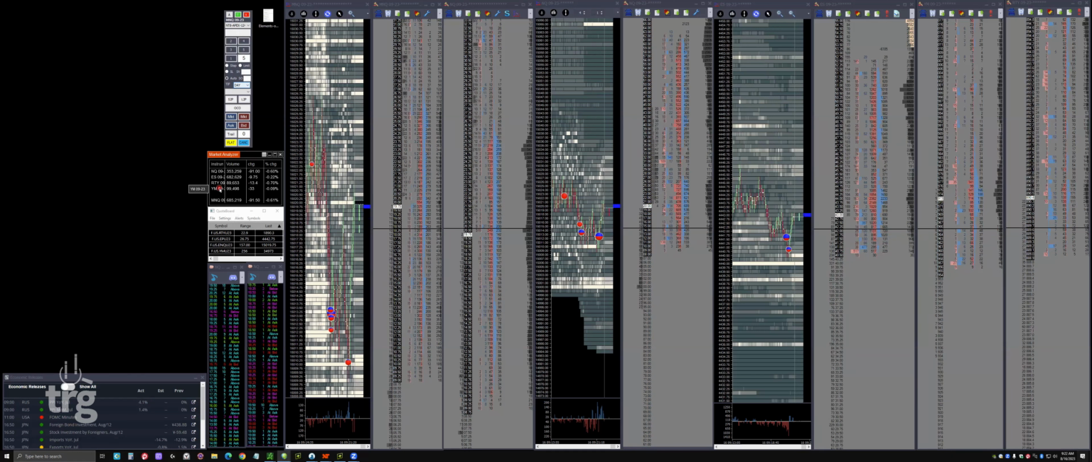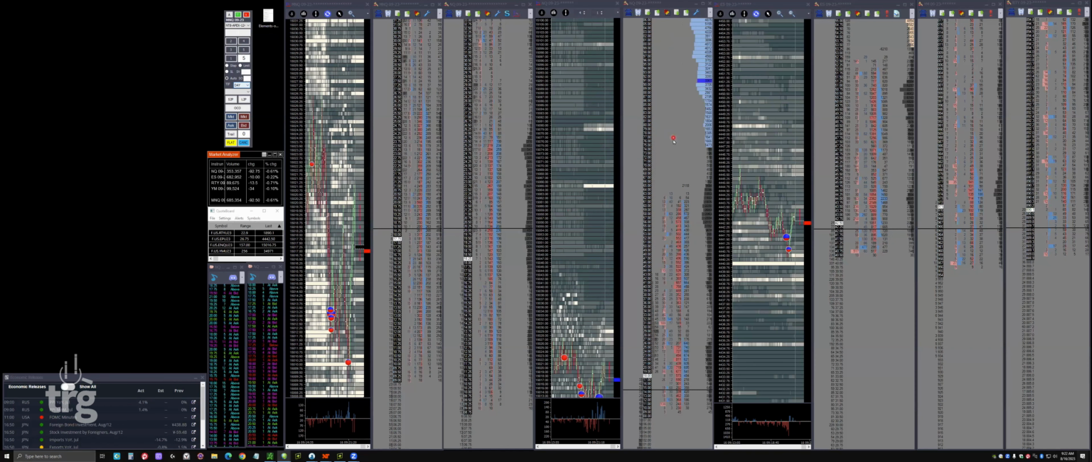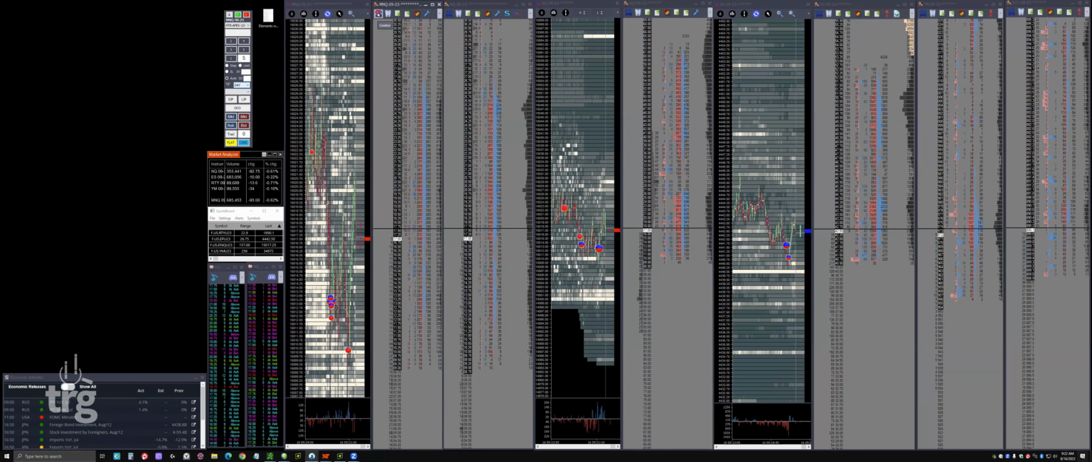And once we see that, it could create a wicked move back up into, even if we just got up into the value area, that's all the way up here at 75 and we're trading at 17. So there's a lot of opportunity.